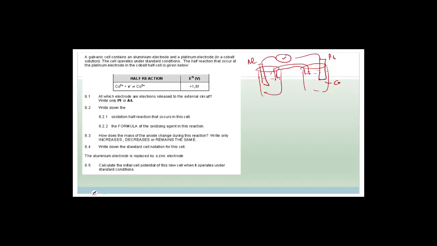Okay. And it says now the half reaction that occurs at the platinum electrode in the cobalt half cell is this: Co3+ plus an electron gives you Co2+. It says, at which electrode are electrons released to the external circuit? Write down only platinum or aluminium. Okay, so let's have a look at this.